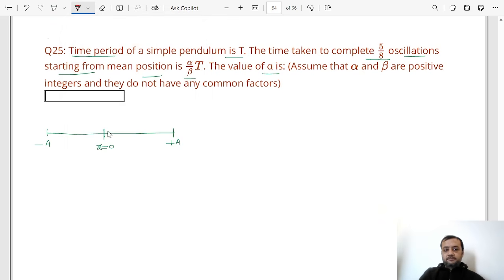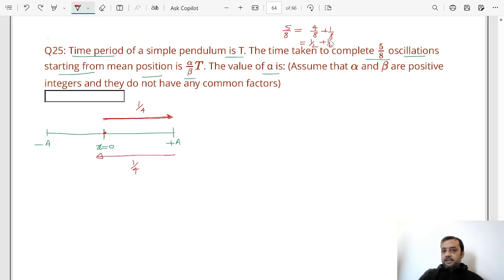Now see, suppose the particle starts from the mean position. If it reaches the extreme, you can see that this is 1 by 4th of the total oscillation. Then from plus a it will go back to the origin, so it will be another 1/4 of the total oscillation. Now the oscillation the particle needs to perform is 5 by 8 of the total. Look, 5 by 8 means 4 by 8 plus 1 by 8. Now 4 by 8 is nothing but half, plus 1 by 8. So 1 by 4 plus 1 by 4, half of the oscillation has already been performed when the particle goes from mean to extreme and then extreme to mean.